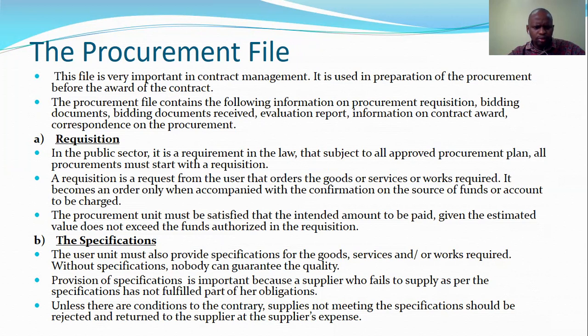So requisition in the public sector is the requirement in law that, subject to all approved procurement plans, all procurement must start with a requisition. So in case you want items, the user department requires items. They must be able to fill the requisition note so that it can kickstart the process of procurement. The specification: the user unit must also provide specification for all the goods, services, and works required. So specification gives a list of attributes that are needed in a certain product or service.